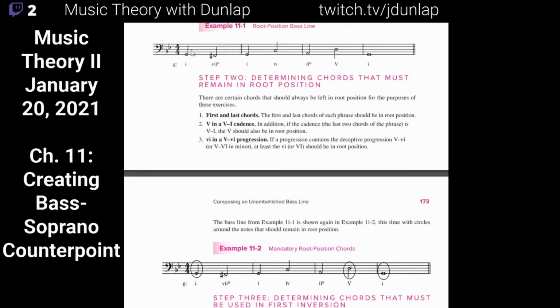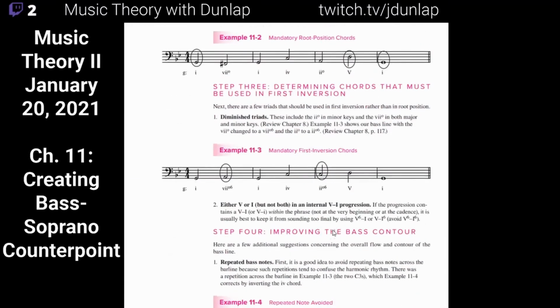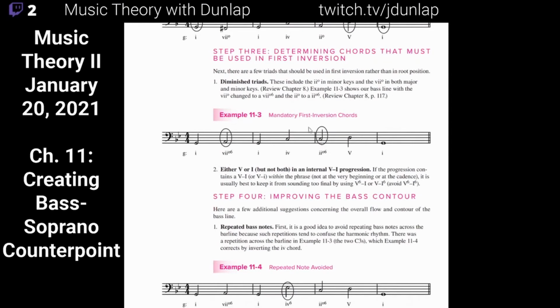Remember, they went do, ti, do, fa, re, so, do. Then they decided that the beginning do and the ending so, do are not going to move. Then they saw that 7 and 2 being diminished means we need to invert. So do, re, do, fa, fa, so, do. Ti inverts to re up a third, and then re goes up to fa.